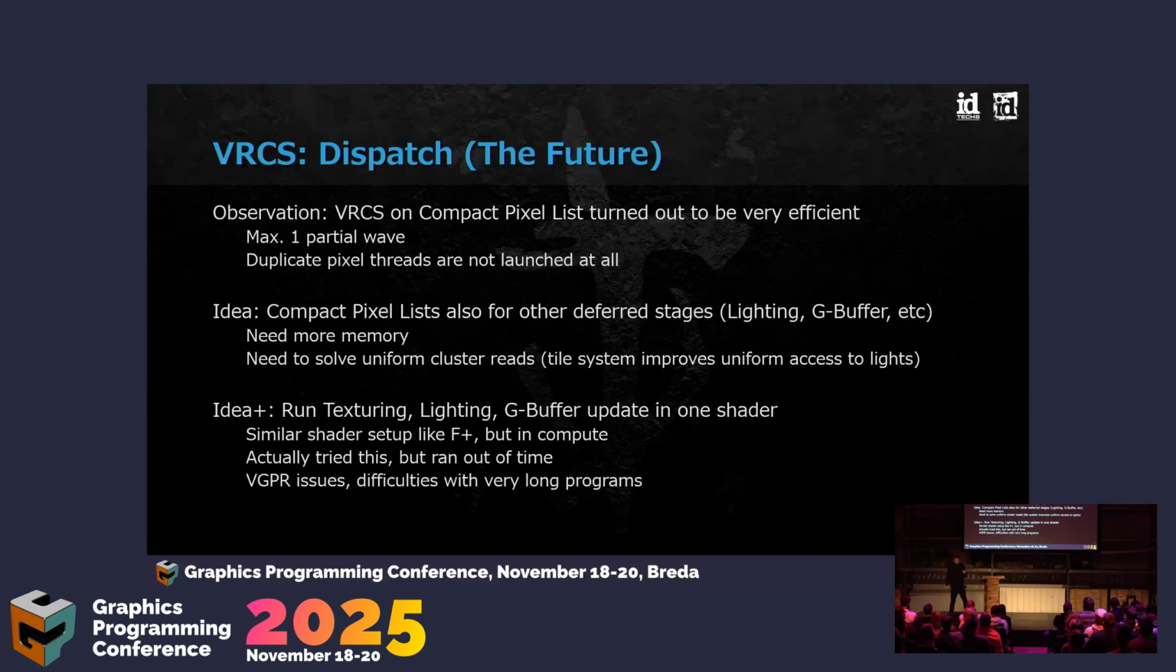As for the future, we're not done here, so we already have a lot of ideas on how to make this more efficient. I've seen the VRCS being most effective in our pixel dispatch commands and deferred texturing, where we essentially eliminate partial waves and always launch fewer compute threads in the first place. Consequently, we were toying with the idea of using that dispatch scheme also for other deferred stages, such as deferred lighting, a gbuffer update, etc.